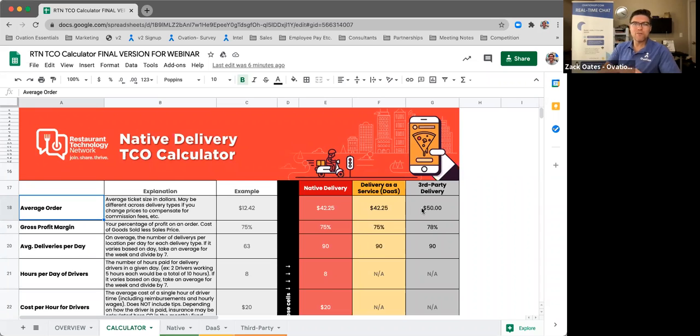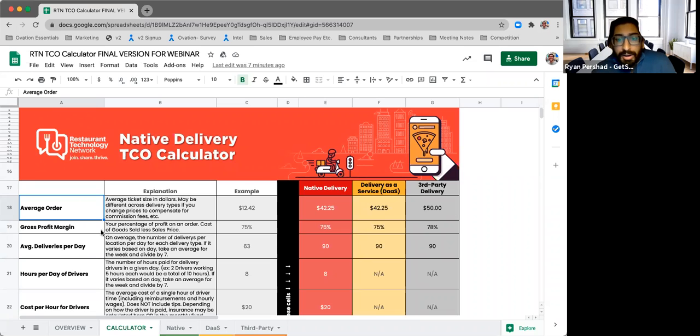Anything else worth noting here, Ryan? No, I think Zach hit it on the head there. What we're doing here is we're trying to display different models so that operators can compare. Every business is like a snowflake, I guess is the best way to put it.